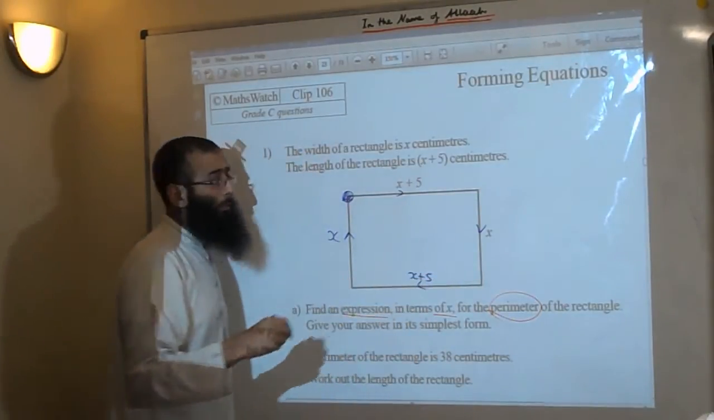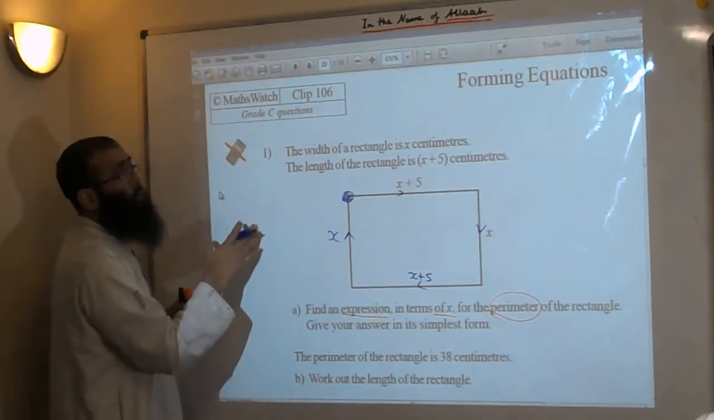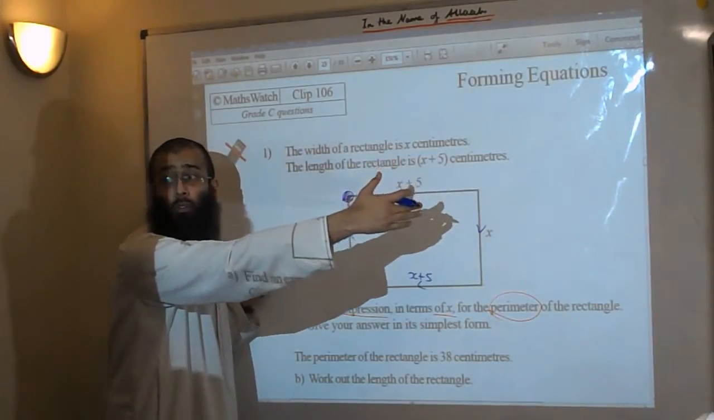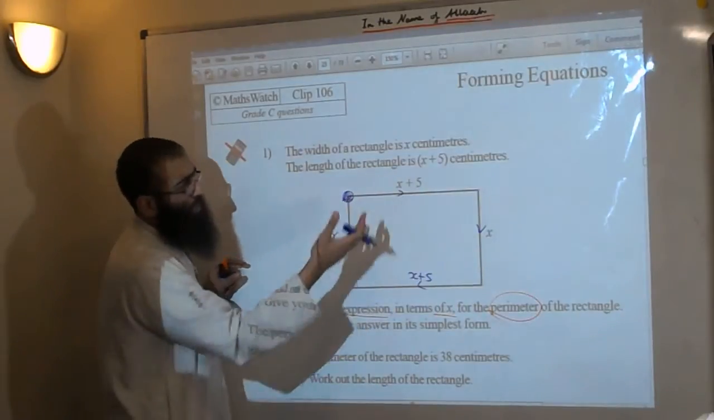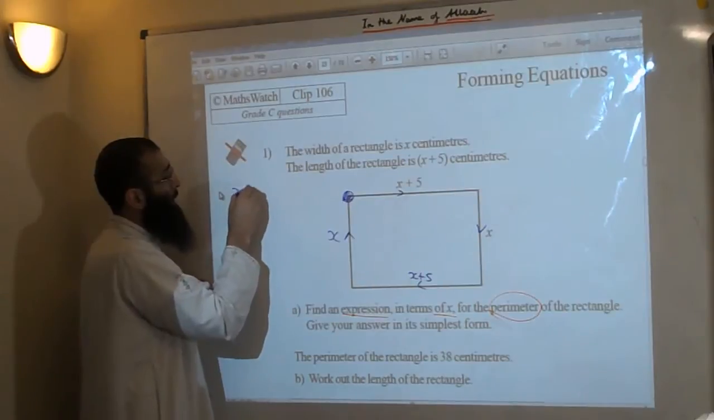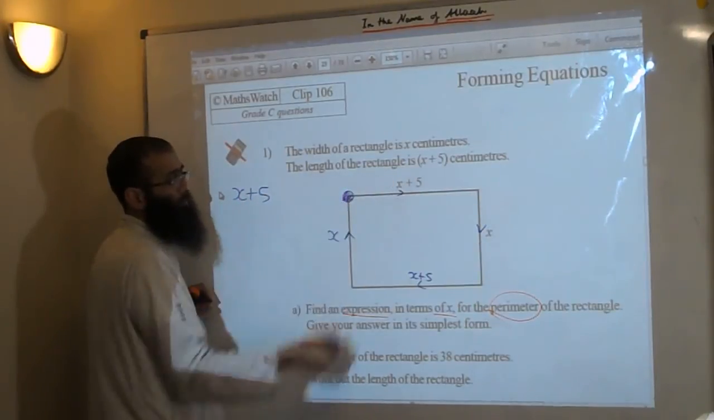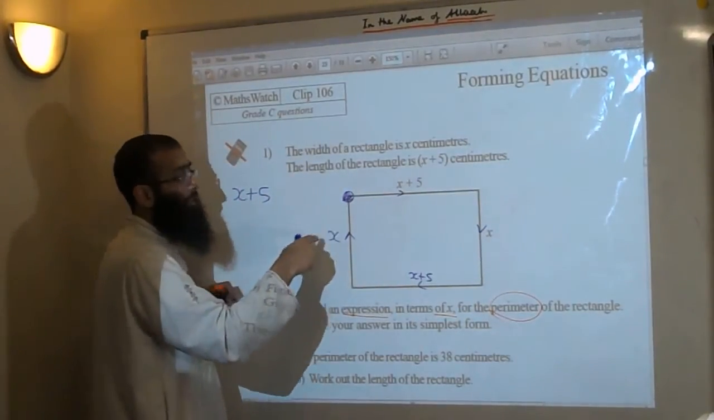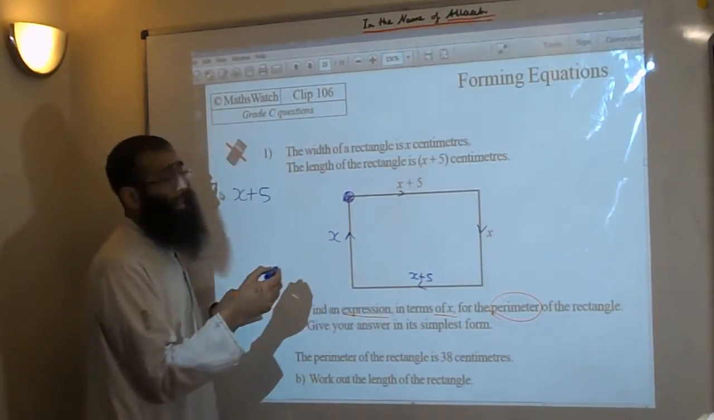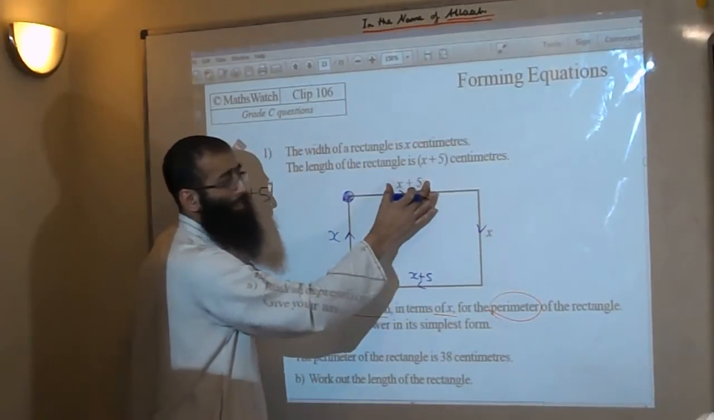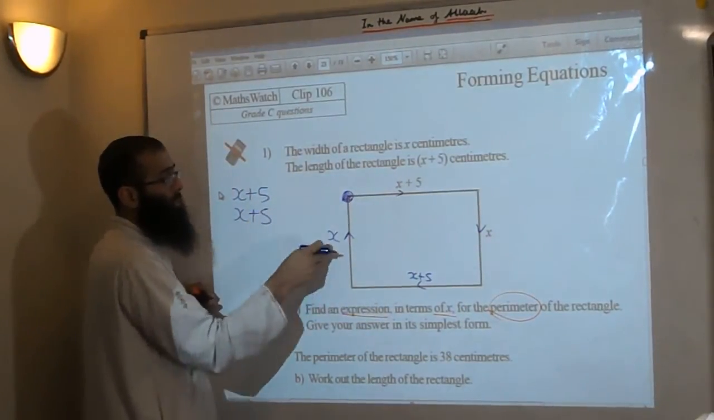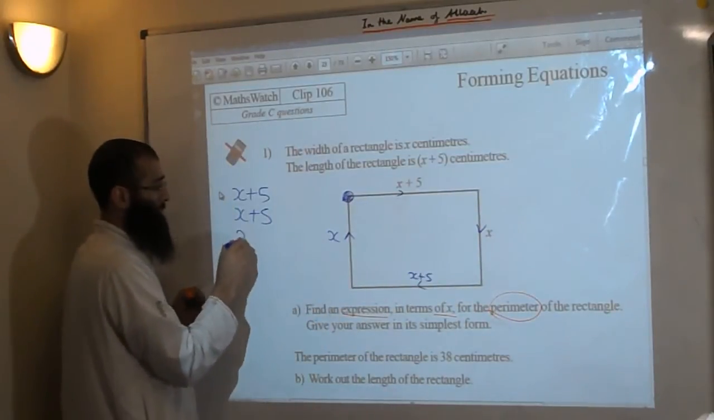Normally when you write an expression, we string it all out, but due to the nature of this particular question, I'm going to set it out in a new way. You have x plus 5 here. Now that we know this one and this one, this one and that one, we can simplify it. There's x, how many of them? There are 2 of them. And the x plus 5, how many of them are there? 2.